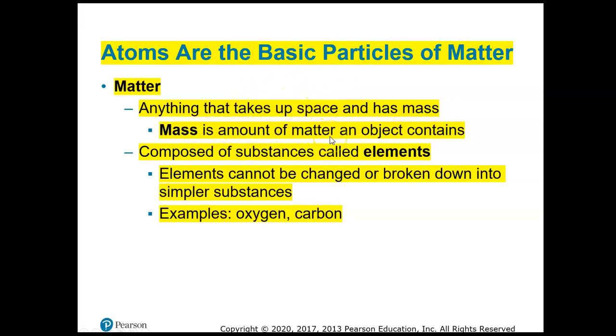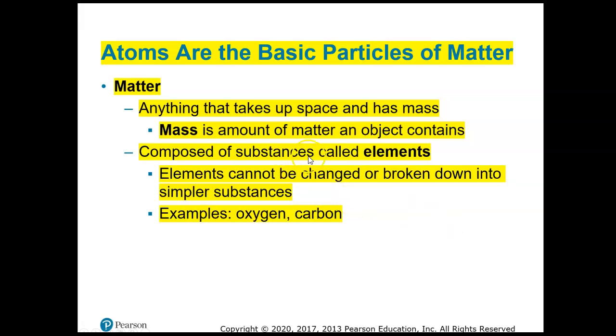Mass is the amount of matter an object contains, and we typically measure mass in grams or kilograms, milligrams even for small amounts. And then we typically measure volume in milliliters in biology. Sometimes we'll talk in terms of liters, like when we are talking about the amount of blood pumped by the heart per day, that kind of thing. We'll use larger volumes like liters, but milliliters would be for smaller volumes.